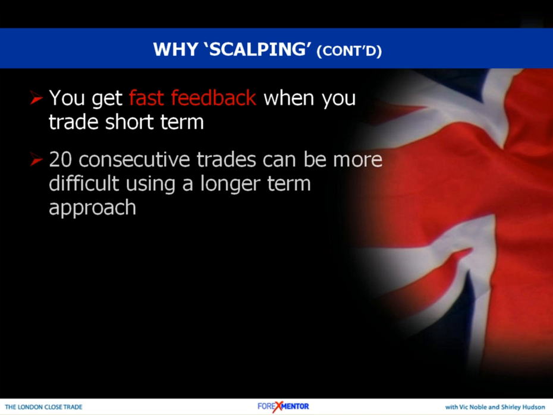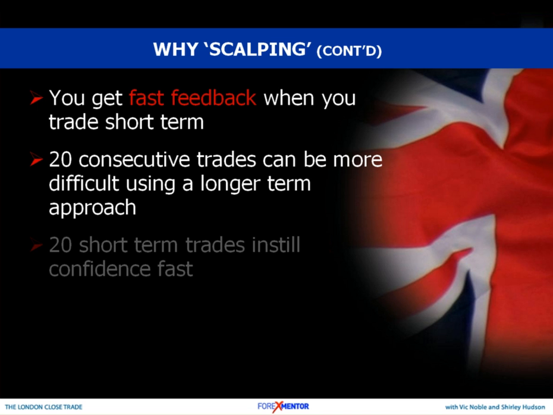Taking 20 trades in a row can be more difficult using a longer term approach. Why? Because of time. The amount of time it takes to complete 20 trades. Most people have a very hard time waiting for 20 setups if it means waiting for like a month to get them or more. But with scalping, you can have 20 trades within a matter of a few weeks or even less, right? So with short-term trading, having the measurable results that 20 trades gives you, assuming that you've got a profitable methodology in the first place, instills confidence very quickly compared to a longer-term approach.